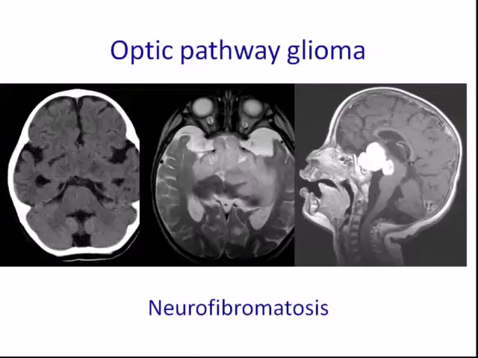So this is an example of a very classic-looking optic pathway glioma in the setting of NF. You can see that the lesion is going along the optic tract in terms of the growth pattern, which helps you determine that it is an optic pathway tumor.